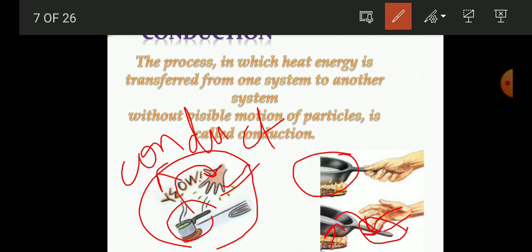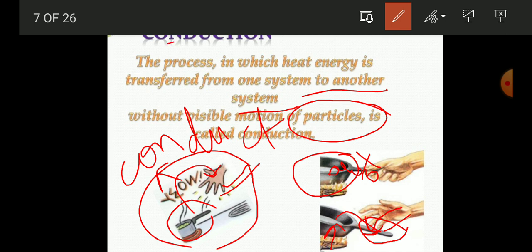In this process, the heat energy is transferred from one system to another system without visible motion of particles. So here you can see, students, there is no motion of particles. The pan's particles are not moving to that side. This never happens. Always remember that in conduction the particles are not in motion. Only the heat is transferred from one particle to another particle.